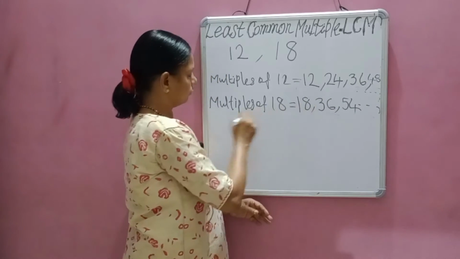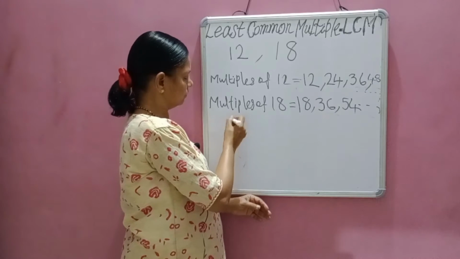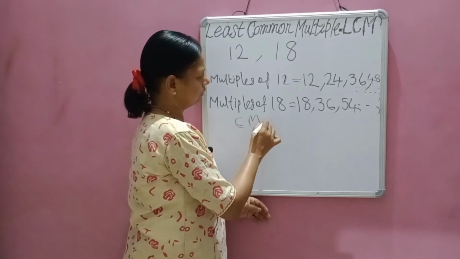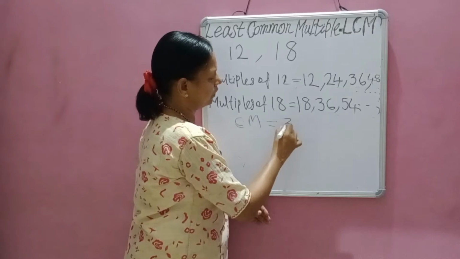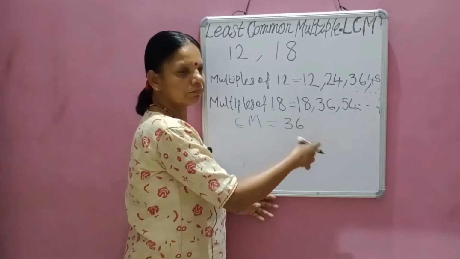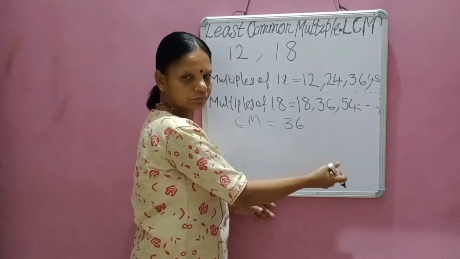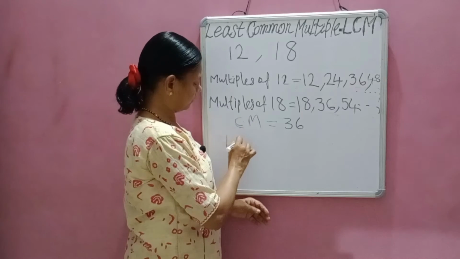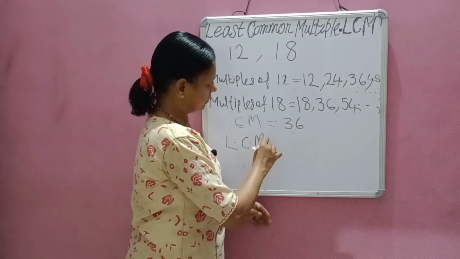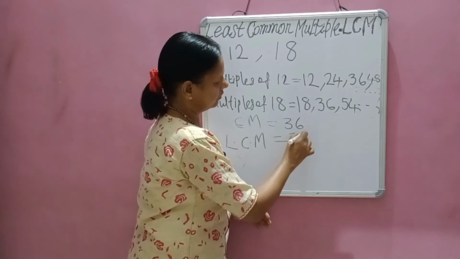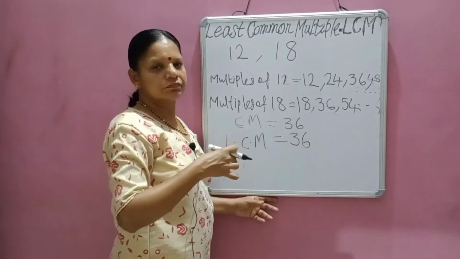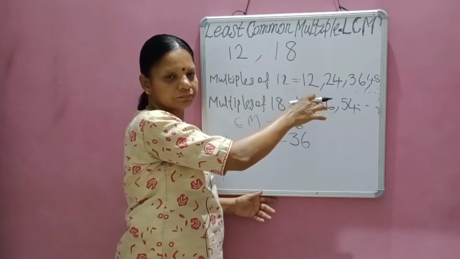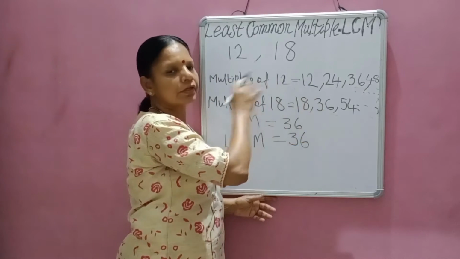So what you will write next? Common multiples, short form I have written, will be only 36. Next common will be greater than 36. Any doubt in that? No. So, what is LCM? It is 36. This is the meaning of LCM, least common multiple. By listing all the multiples, take out the common, take out the smallest.